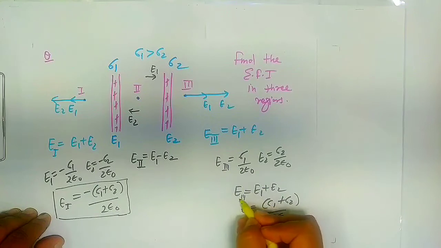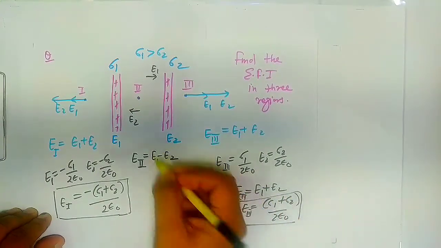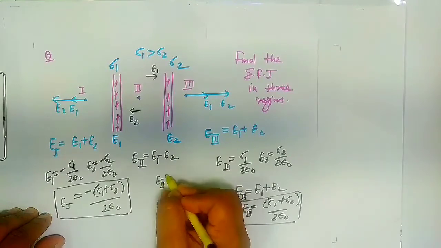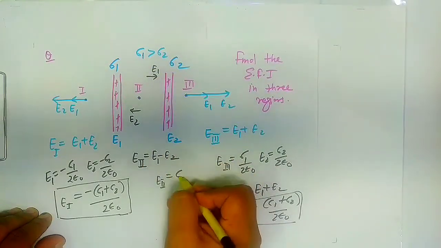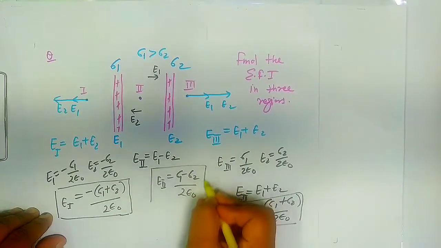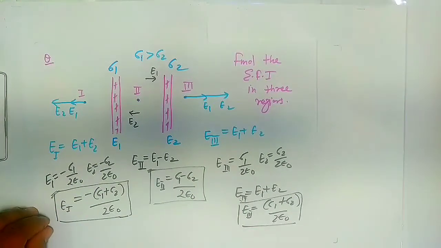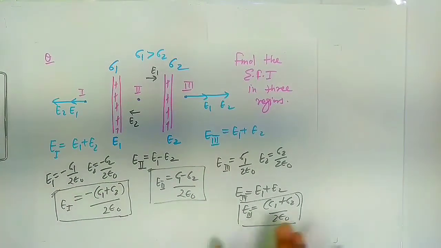So E third region is given like this. Got it? Now in the center, E2 will be simply what? Sigma 1 minus sigma 2 by 2 epsilon naught. So this is E2, E1 and E3.